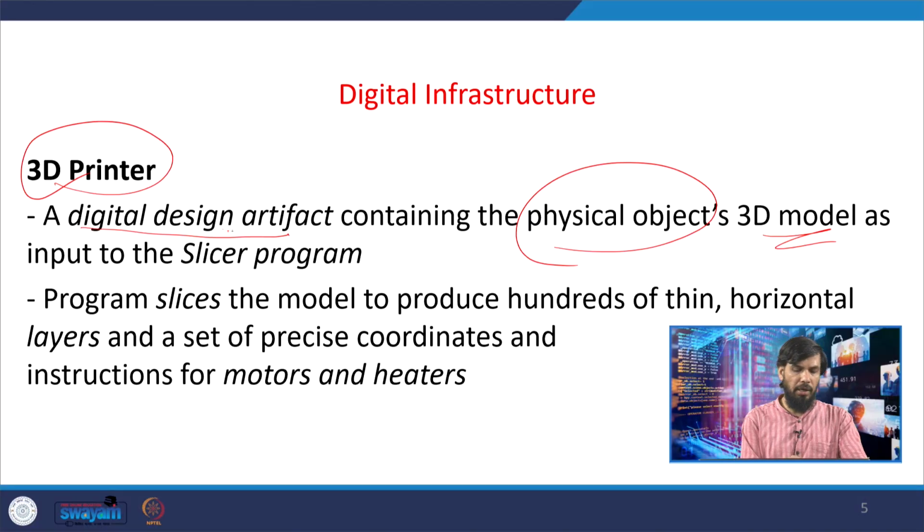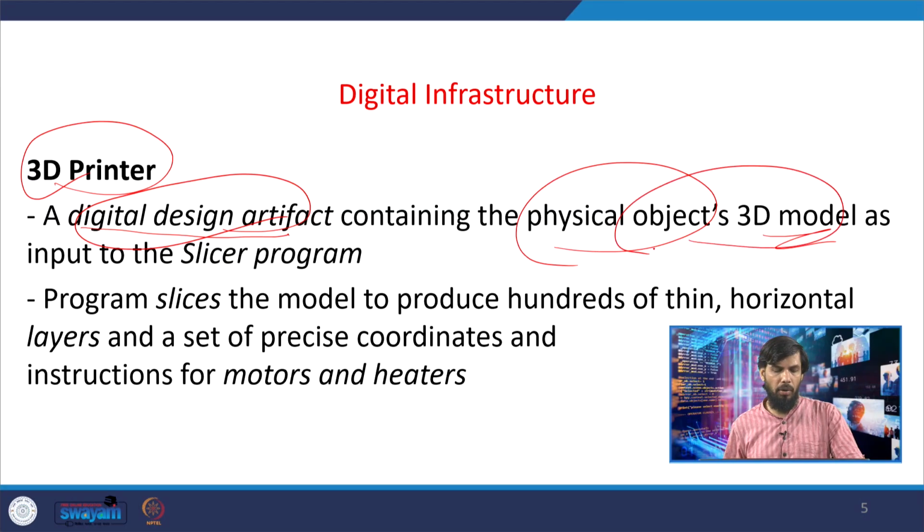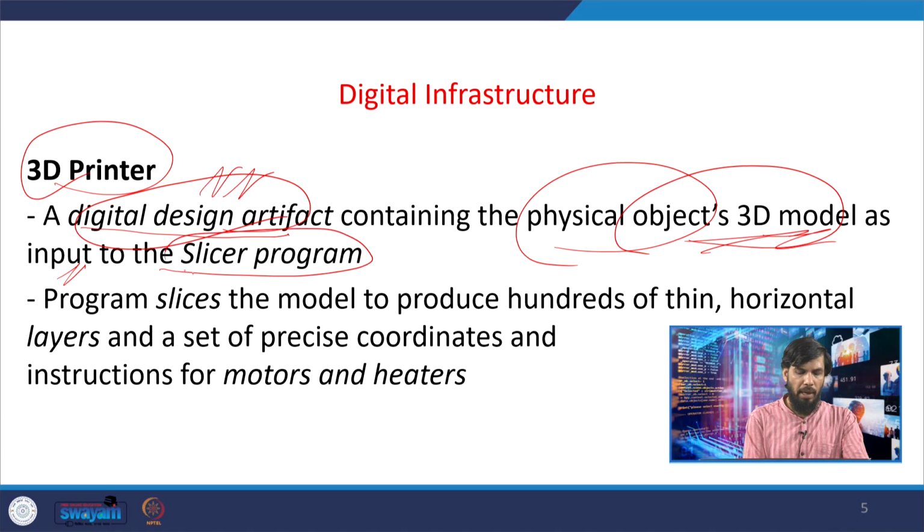So a digital design artifact is what we need, and that means the object that we want to create a 3D print. So we need to have a 3D model of that object in a digital artifact form. This digital design artifact of the object's 3D model is sent as input to the slicer program in the 3D printer. There is a slicer program that plays an important role in a 3D printer.